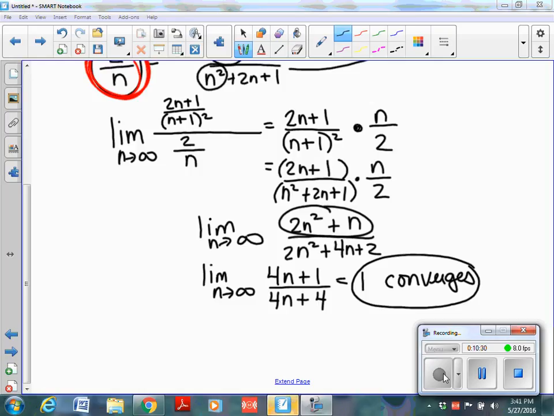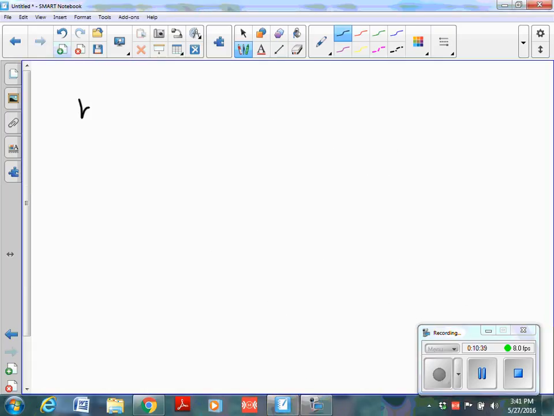The book uses 1 over n. I use 2 over n. It still converges. It doesn't matter if you use 1 over n or 2 over n. Okay, I'm going to do another one.